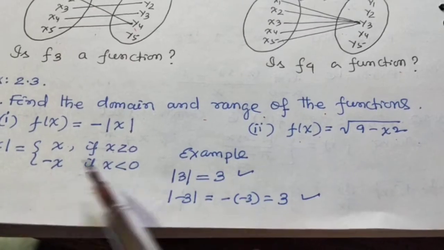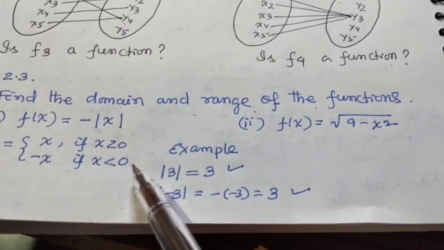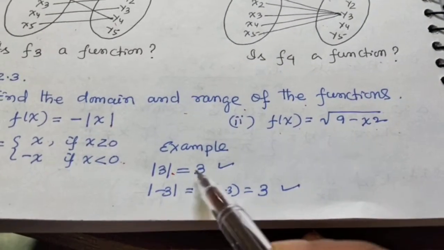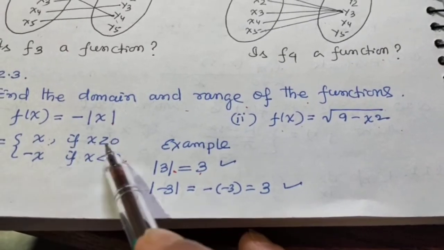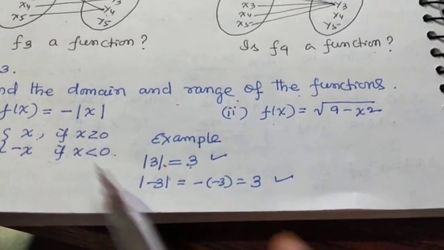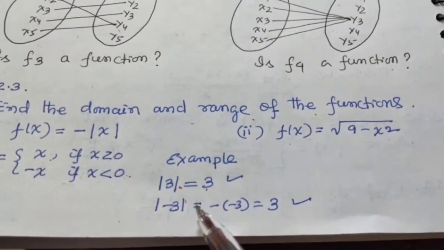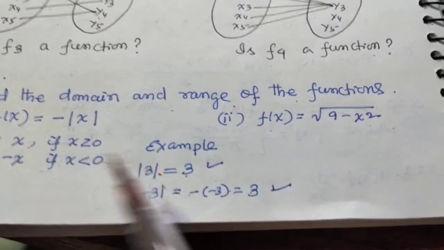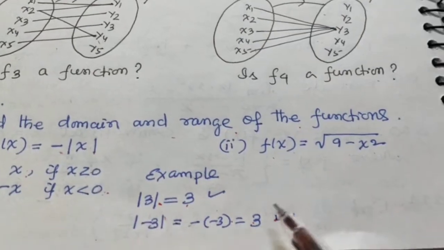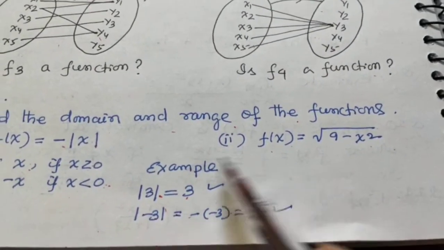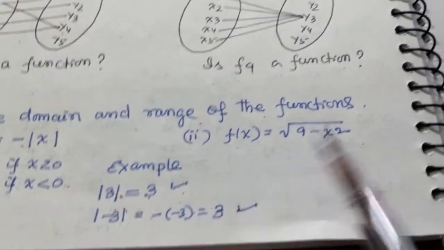Modulus x is minus x if x is less than 0. For example, modulus 3 will be 3, for x greater than or equal to 0. Modulus minus 3: here x is less than 0, so modulus minus 3 will be minus of minus 3, and that is 3. That means the modulus function is always positive, for all real values.